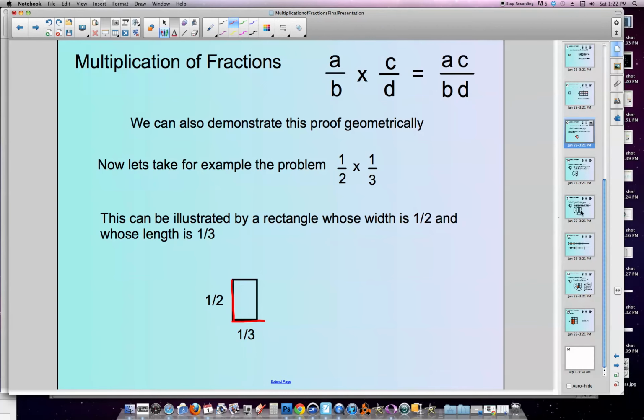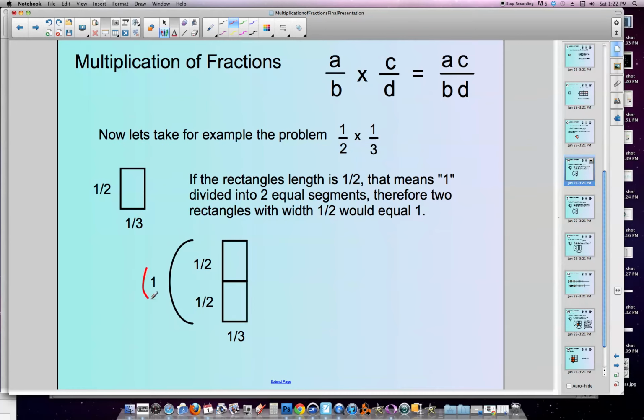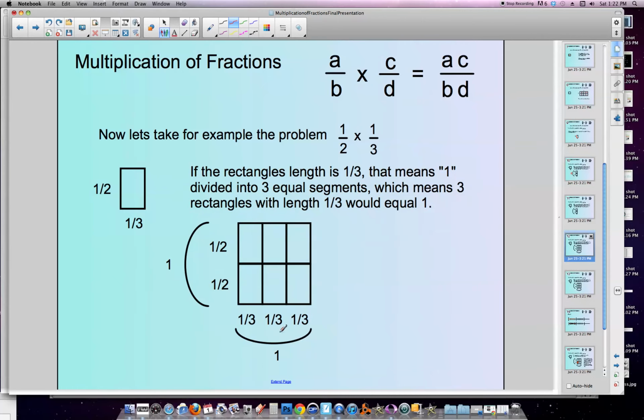If its length is 1/2, then that means 2 of them on top of each other would be a unit square's side of 1. And if its width is 1/3, then that means that 3 of them are going to equal 1. So we've now created a unit square. And we've divided it into how many equal segments? Well, 6. And the area in question, 1/2 times 1/3, is this area right here. So this area is 1 out of 6.